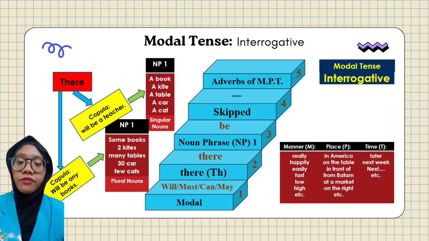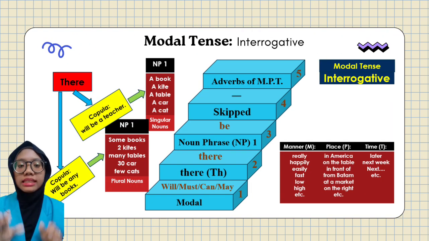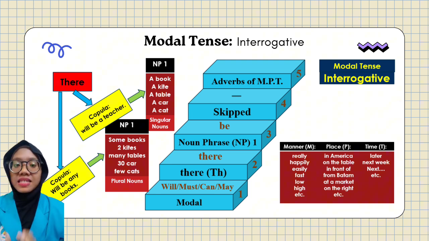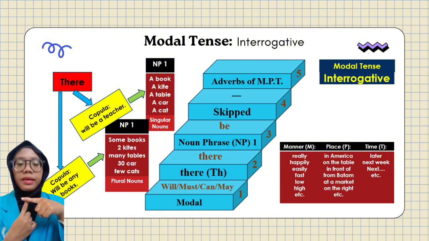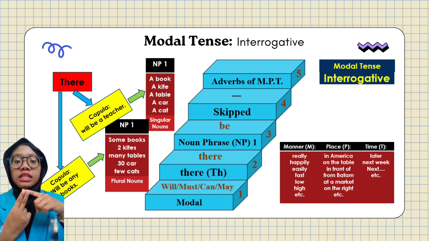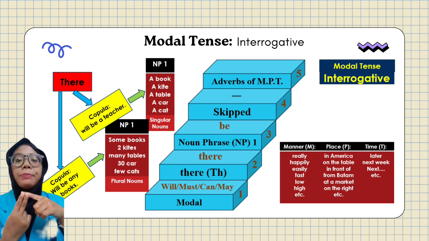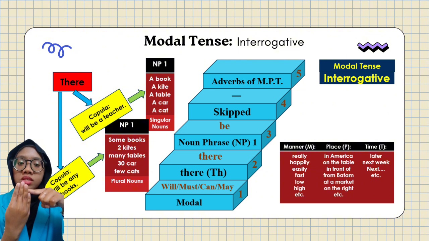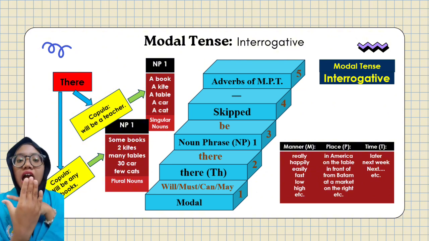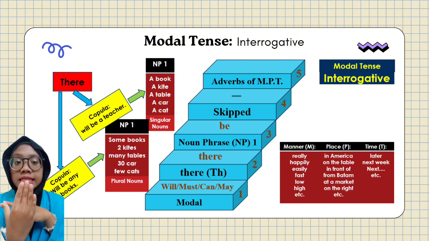Okay, now we move on to the last sentence in the modal tense, which is the interrogative sentence. You just need to move the modal such as will, must, can, may on the first step. Then there on the second step, followed by be after it, non-phrase one, predicate adjective always kept, and finally adverb of manner, place, time.